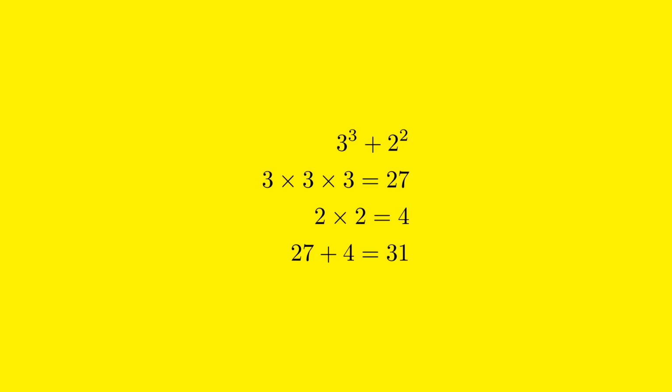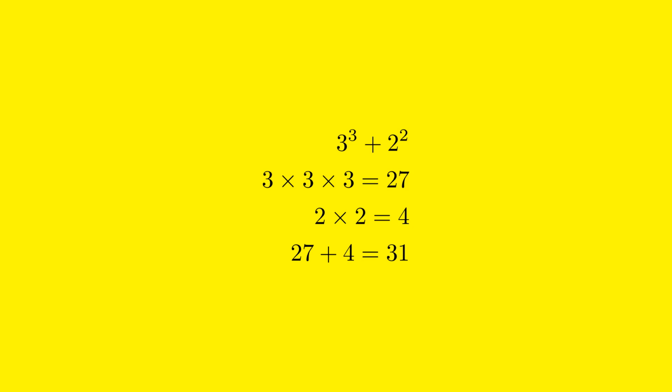Step 1. Begin by evaluating the terms with exponents separately. The original expression is 3 raised to the third power plus 2 raised to the second power. To understand this better, we can break it down by calculating each exponentiation one at a time. First, look at 3 raised to the third power.